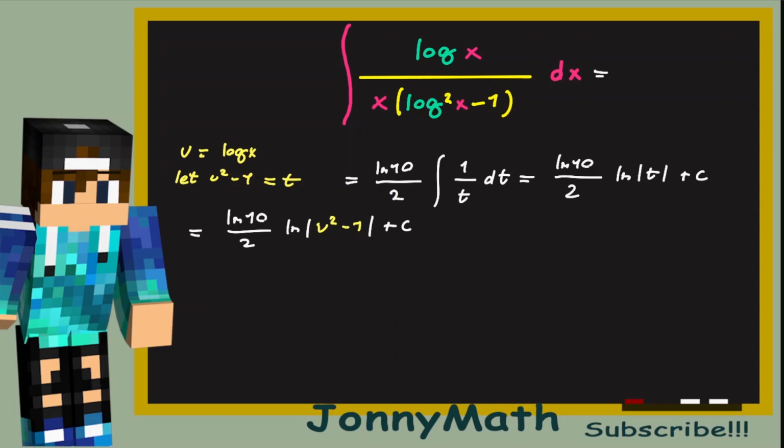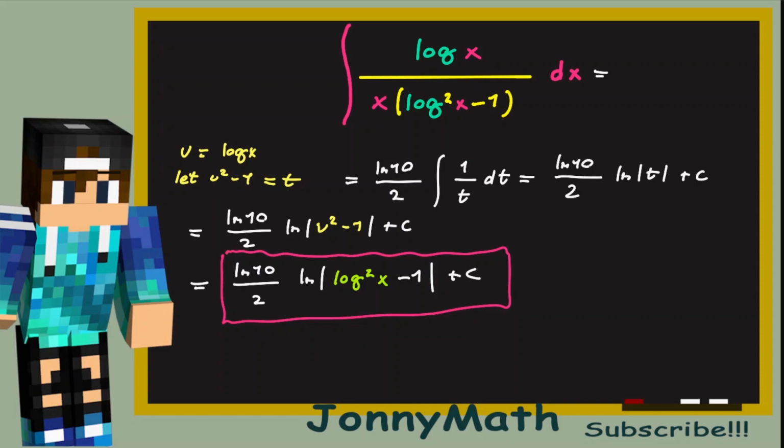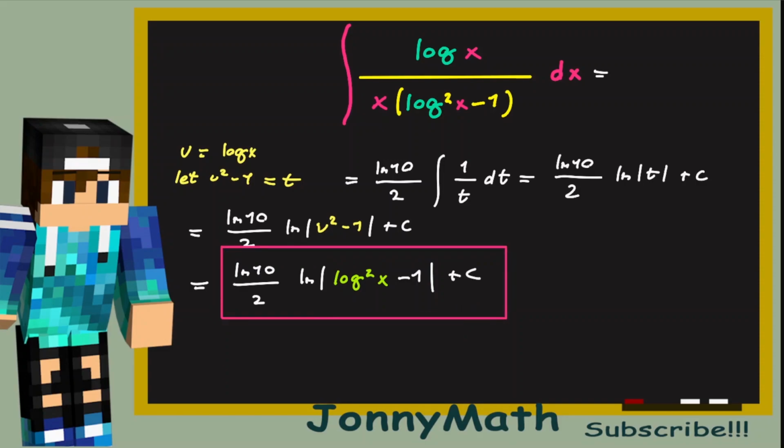We haven't finished yet because we still have that u, so we can do another substitution. In fact, remember that u equals the log of x. So let's do the substitution, and we get that this equals natural log of 10 divided by 2 times the natural log of the absolute value of log squared of x minus 1 plus the constant of integration c. And this is finally our final answer, because this is the antiderivative we found.